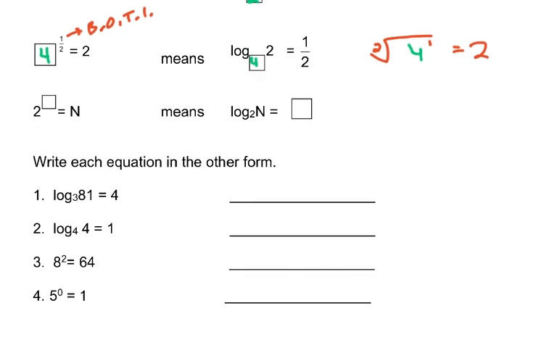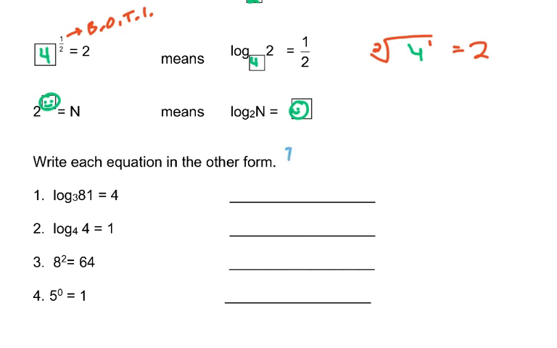So 2 to any power equals n. So let's do 2 to the smiley face. Means that log base 2 of n equals smiley face. Again, this is just to help us get our pattern.